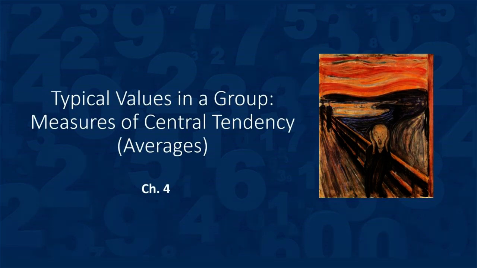Everyone, welcome back to today's episode of Quantitative Data Analysis, Chapter 4. So we're going to be covering typical values in a group, otherwise known as measures of central tendency, otherwise used in common language as averages.